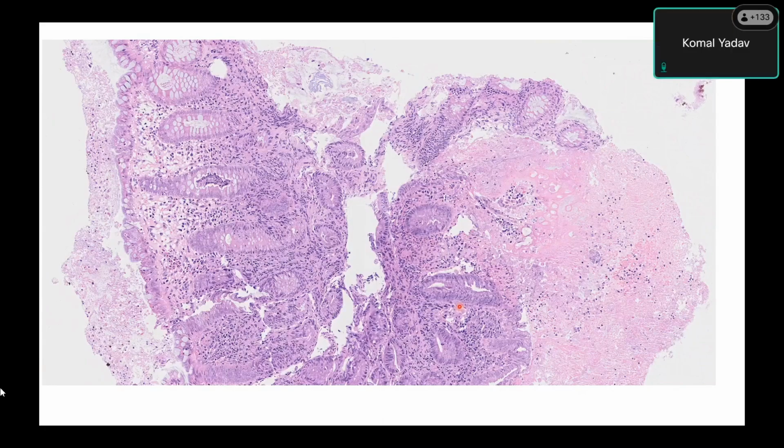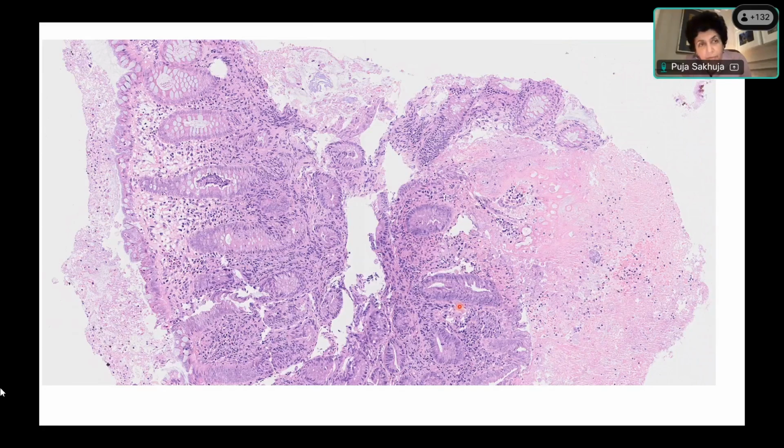Crypt abscess. No, so crypt abscess and necrosis are features of chronicity or activity? Activity, correct. So activity can be in any acute colitis. What are the features of chronicity in inflammatory bowel disease? That was their diagnosis, the clinicians'. So what should we be looking for? Distortion of crypts. Okay, distortion of crypts. Anything else?